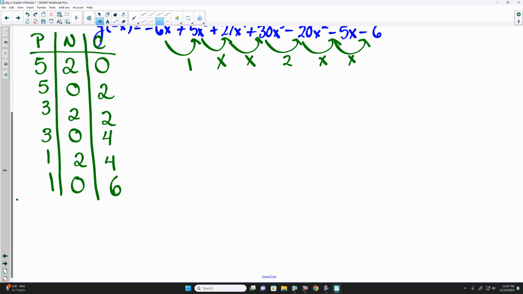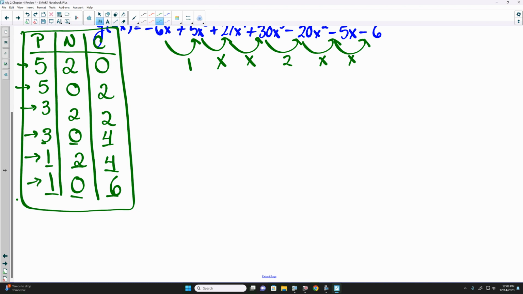Because each of these should total 7. As our first one, 5 plus 2 is 7. So we're good there. Well, 5 plus 2 plus 0 is 7. Our next one, 5 plus 0 plus 2 is 7. Our next one, 3 plus 2 is 5 plus 2 is 7. One after that, 3 plus 0 plus 4 is 7. The next one, 1 plus 2 is 3 plus 4 is 7. Last one, 1 plus 0 is 1 plus 6 is 7. And this here is our final answer.